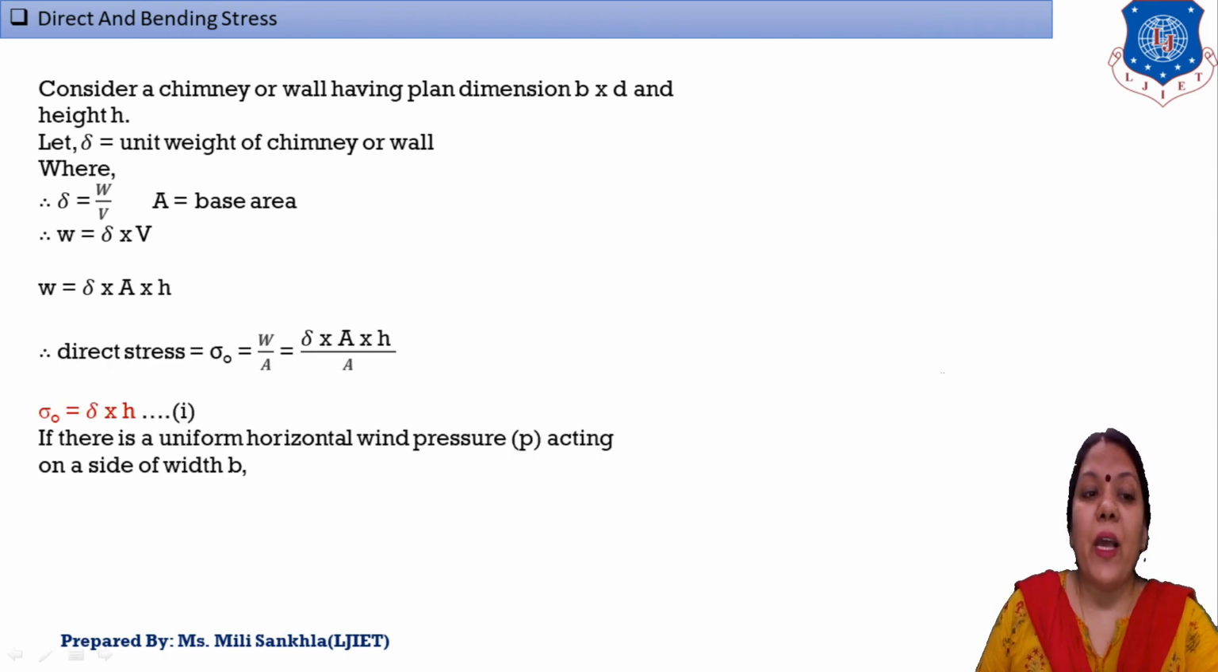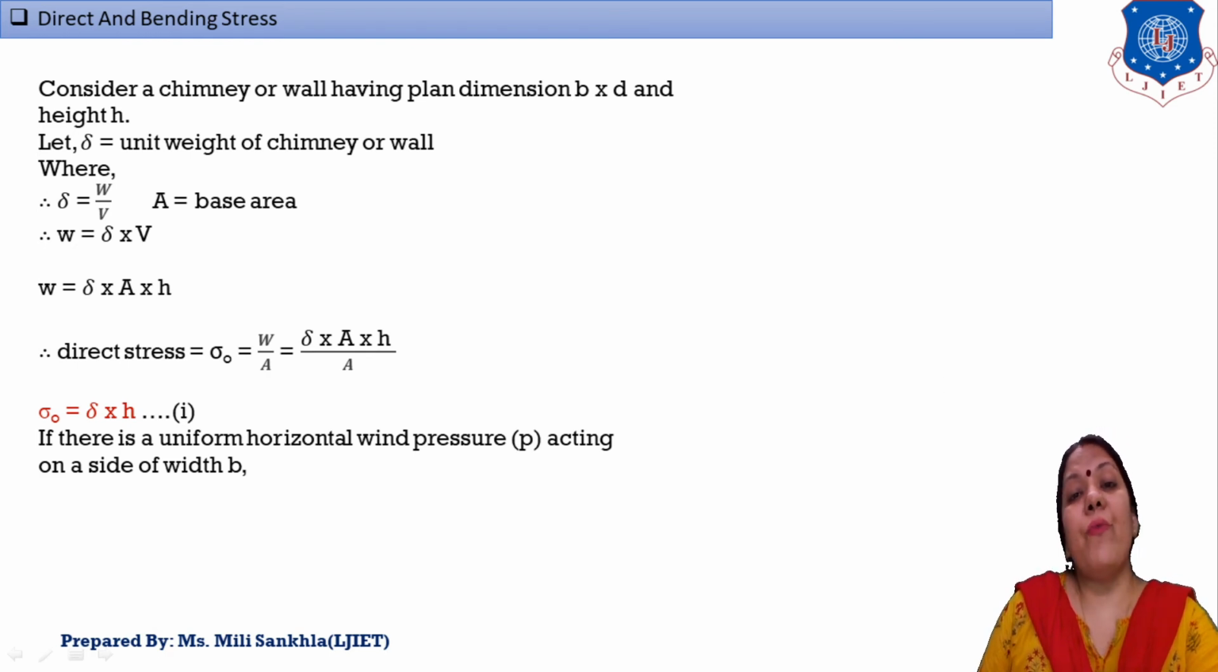Now direct stress is equal to weight of chimney divided by area. The weight of chimney is density rho into area into height, divided by the area of the chimney. From the numerator and denominator, cancel the area A, and my direct stress is equal to rho into height, where rho is the density of the construction material and h is the height of the chimney.